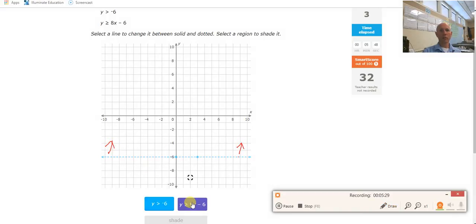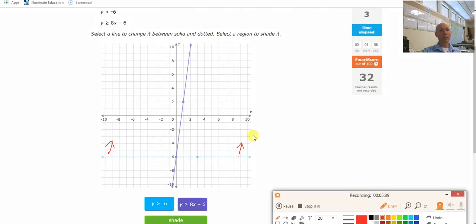Now I'm graphing this one. I start at -6. I go up 8 over 1. It is solid. I've got that. Now I have to test it. I'm also going to test it against 0, 0. Let's see, is 0 greater than or equal to -6? This is true, so I'm shading on this side of this line. So above this line, it's all coming together in this area over here.